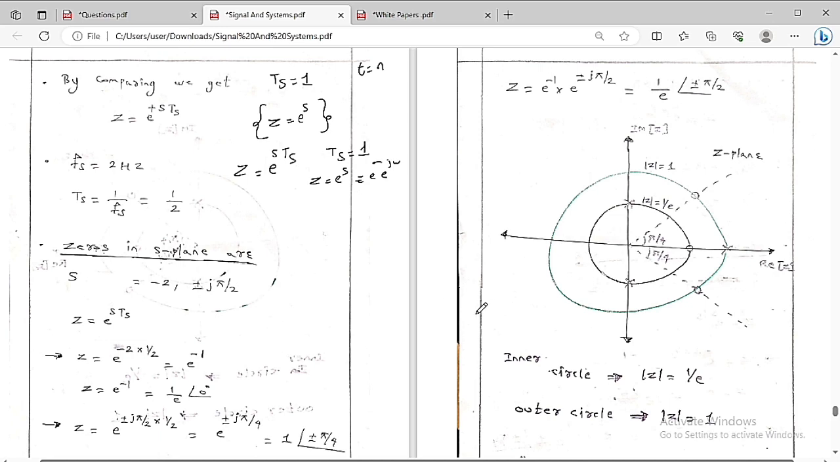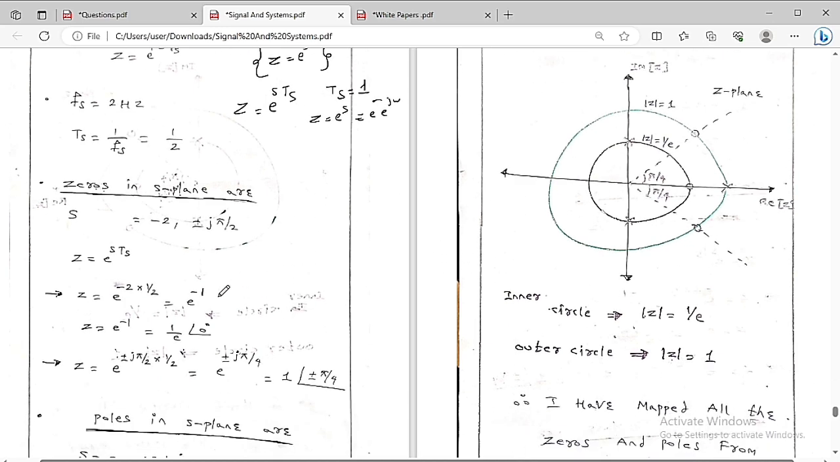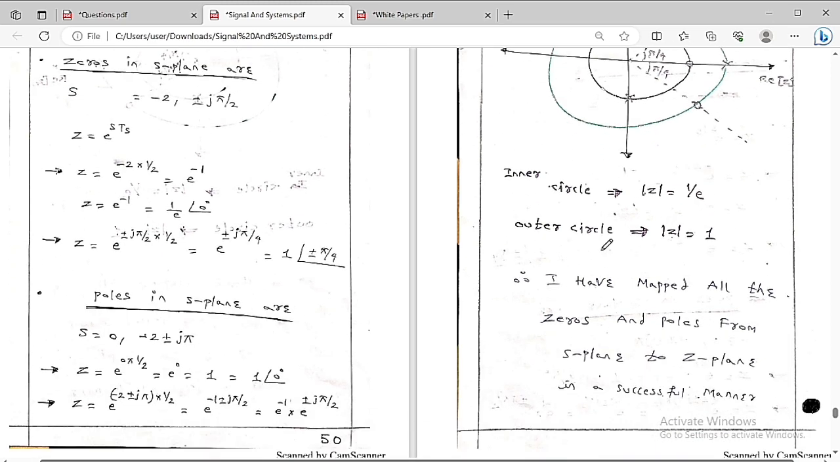Now I am going to plot it. What is the first zero? 1 by e at an angle of 0 degrees. This is the first zero. The second zero is 1 at an angle of plus or minus pi by 4. So this is 1 at an angle of plus pi by 4, and 1 at an angle of minus pi by 4. Now I am going to plot the poles.